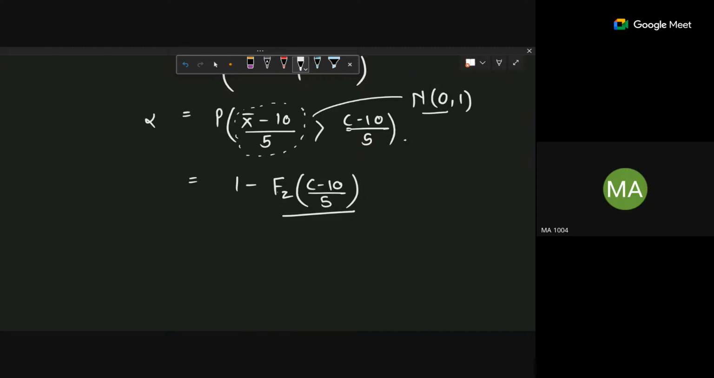So that Z represents that this random variable is going to follow the standard normal distribution. Okay, is it fine?